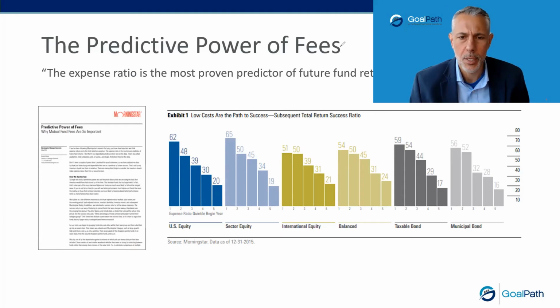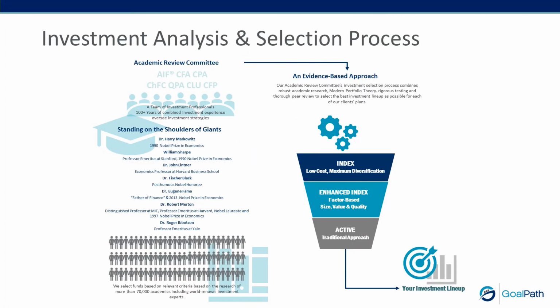Does that mean that the pursuit of excess return is fruitless? Not necessarily. I've spent the last 20 years of my career trying to find out what works in investments, but I have come to one solid conclusion, which is fees have to be one of the most critical components of selecting investments inside of your plan. So how do we structure that inside of GoalPath? How do we structure that inside of what we do?